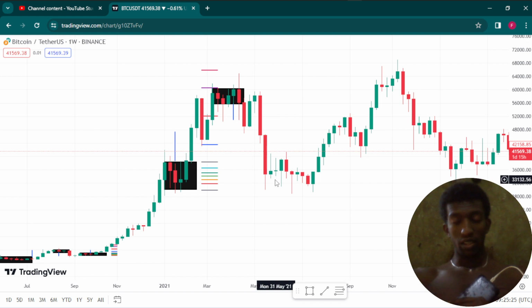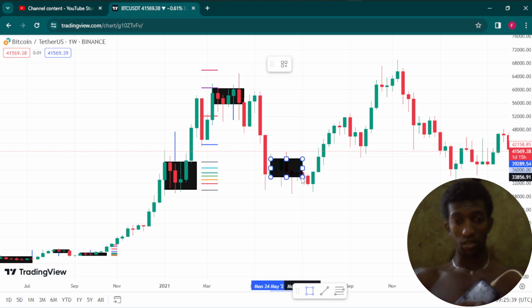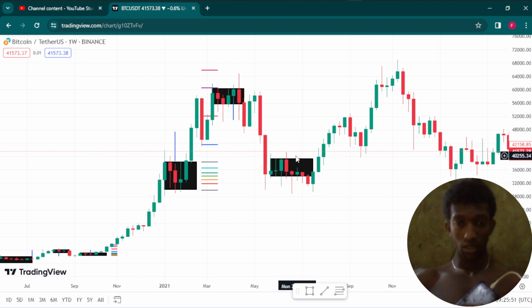Right here we do have some consolidation, right? So in this case what you do is you are connecting this thing, right? Just like this one, connecting the equal lows and the equal highs. It broke the upside, you enter a buy, but in this case it never hit the TP. It never hit the TP. But you were in profit.